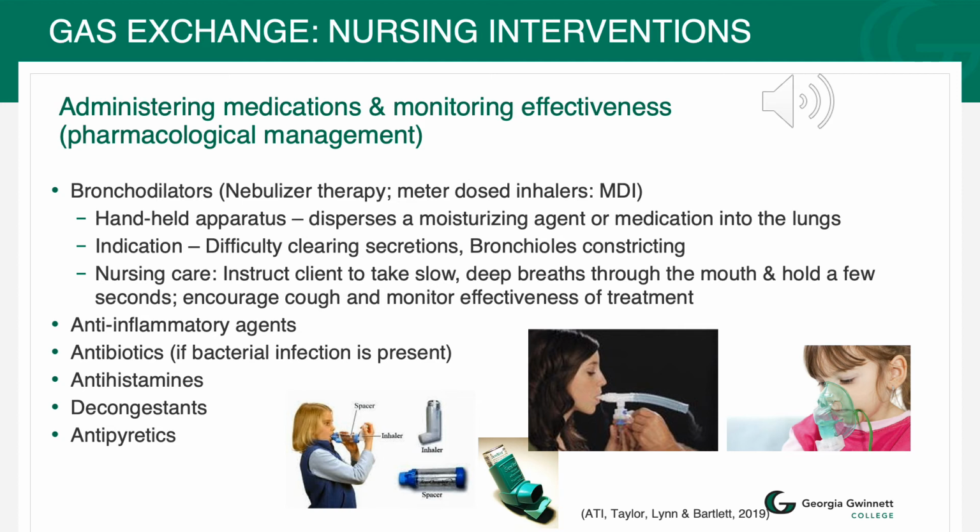So bronchodilators can be administered through an MDI or an inhaler, or through a nebulizer. And they are indicated when those bronchioles are constricting, if the patients are having a hard time clearing the secretions, they can't cough those secretions up. There is a picture here of an inhaler with a spacer, and then a picture with a nebulizer with kind of a peace pipe, and a nebulizer with a mask. So these are different ways that you can administer these bronchodilators.